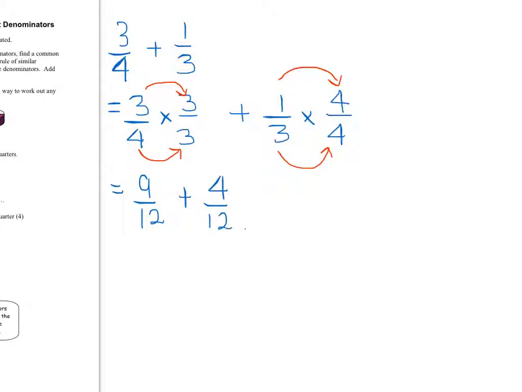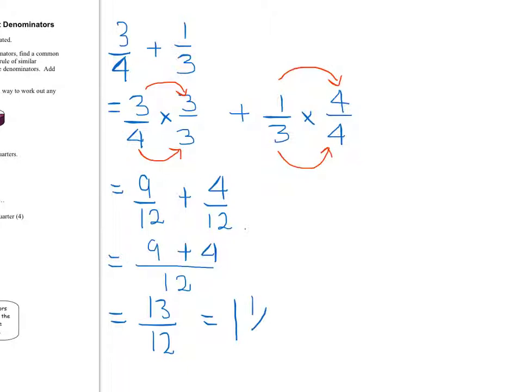Now the denominators are common. We've made equivalent fractions out of 12 for both 3/4 and 1/3. We use the rule for adding, which means leave the denominator as it is. Add the two numerators and you'll have 13 over 12, which is an improper fraction, of course, so we must change it to a mixed number in our answer, 1 and 1/12.